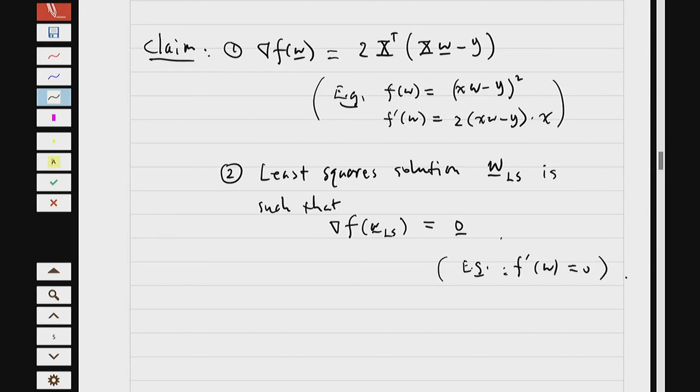Now just notice that here the gradient equal to 0 means this is going to be a vector of zeros. So every single partial derivative will have to be equal to 0. That's what it means. Every single partial derivative in the vector of gradients has to be equal to 0.